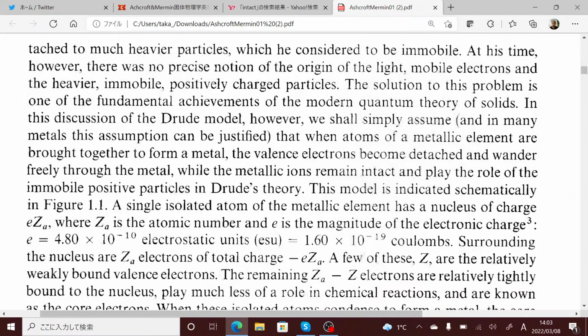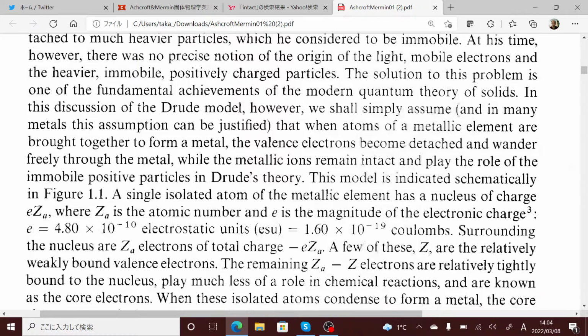Play the role of immobile positive particle in the Drude theory. This model is indicated schematically in figure 1.1.